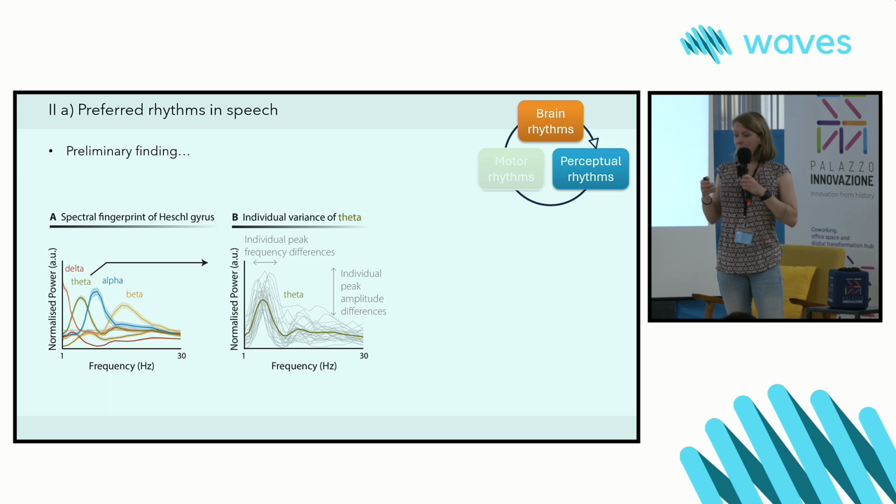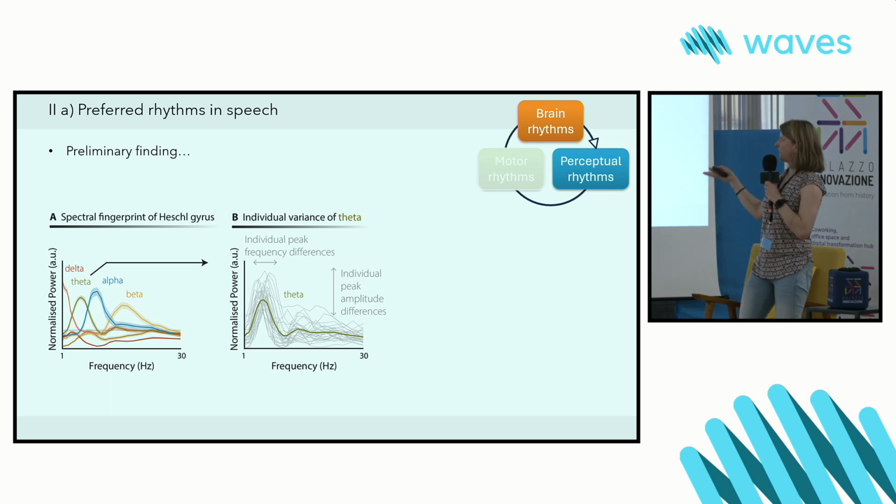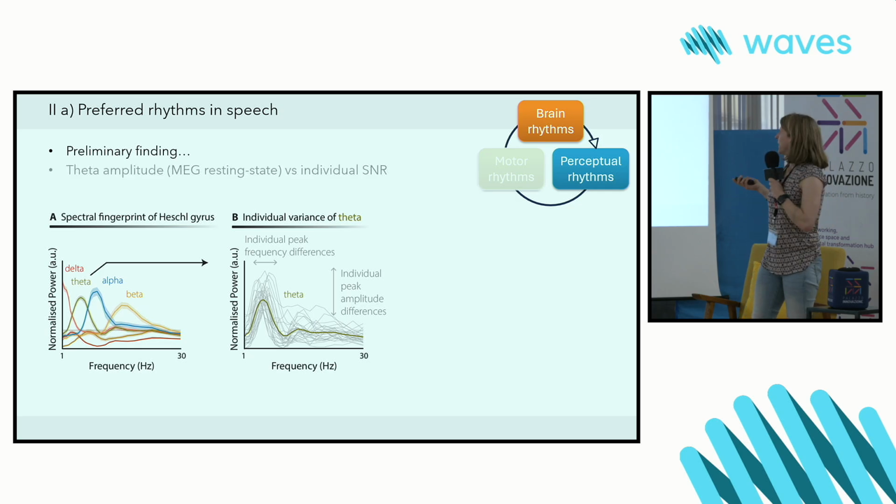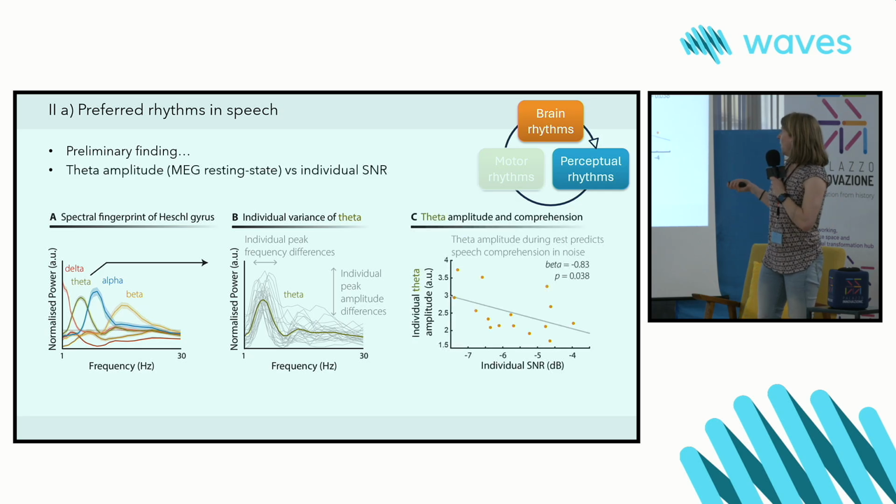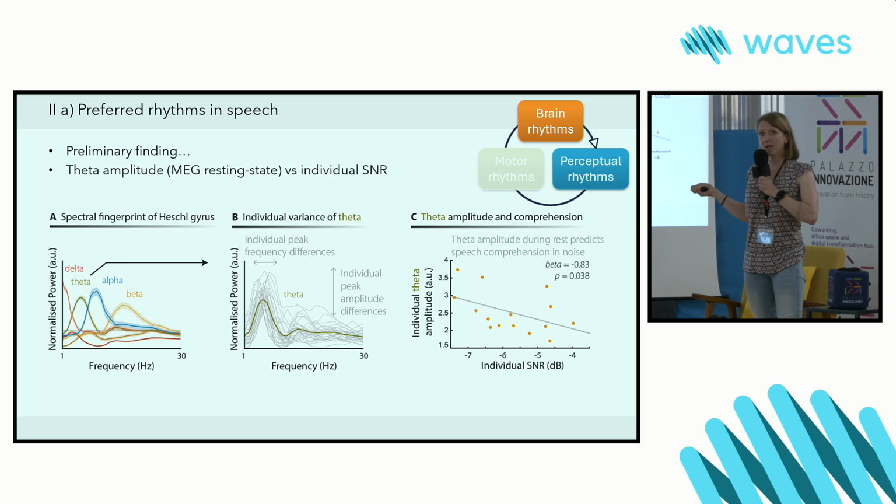So it wasn't actually meant to be analyzed in that way, but because we had it, I thought, why not correlate the individual theta amplitude and this SNR value? And here we found that when people could deal with a lot of noise, so when the SNR was very negative, they tend to have a higher theta amplitude during rest.